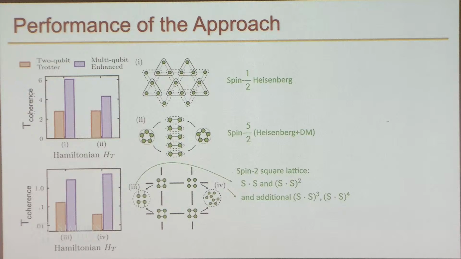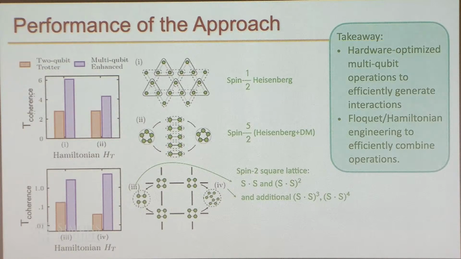At some point, we run out of computation time. We cannot actually try this higher. But it looks pretty promising also for problems other than pure chemistry. So that means this hardware-optimized multi-qubit operations approach is efficient, and this Floquet Hamiltonian can combine operations also very nicely.